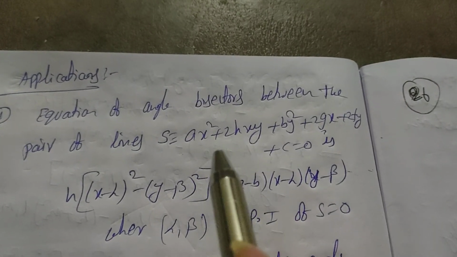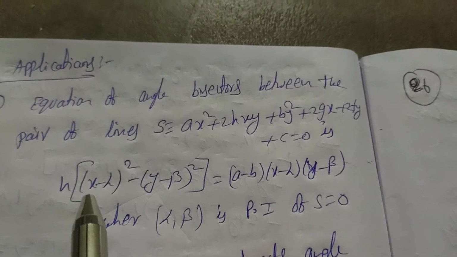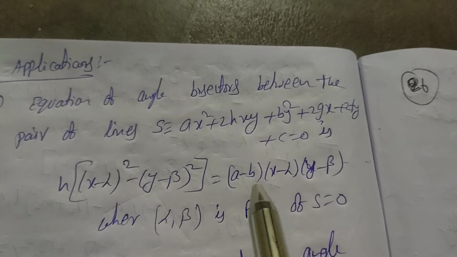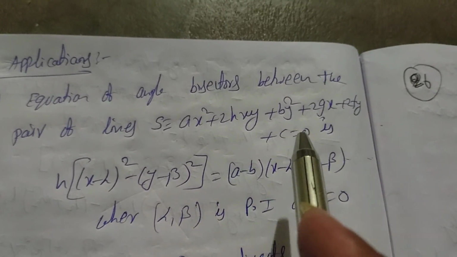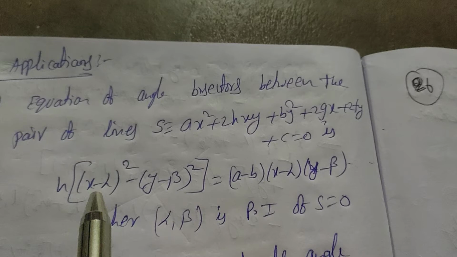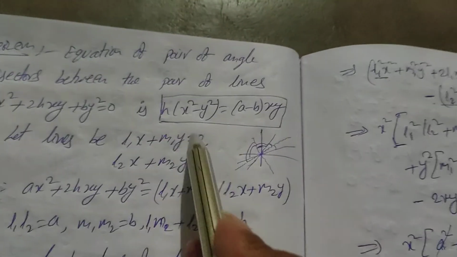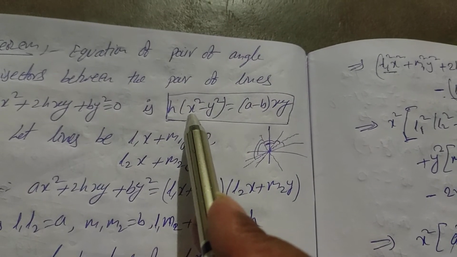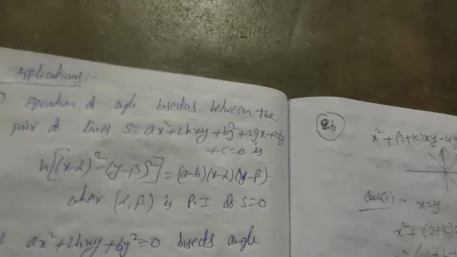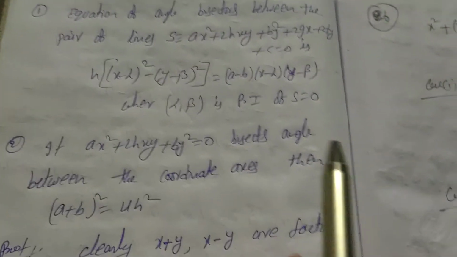See here, if you have only ax square plus 2hxy plus by square is equal to 0, then our formula is only h times of (x square minus y square) is equal to (a minus b) into xy. But if it is a complete equation, then in the place of x we have to write x minus alpha, and in the place of y we have to write y minus beta. Same formula, h times of (x square minus y square) is equal to (a minus b) into xy, replace x by x minus alpha, y by y minus beta, where (alpha, beta) is the point of intersection of these lines. So we have to find the point of intersection using the formula.